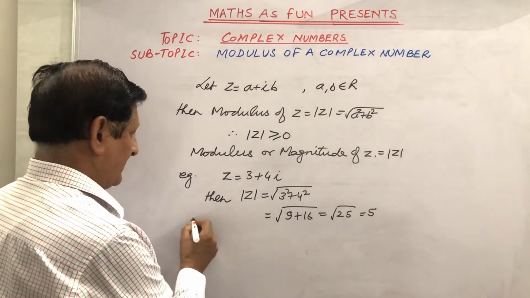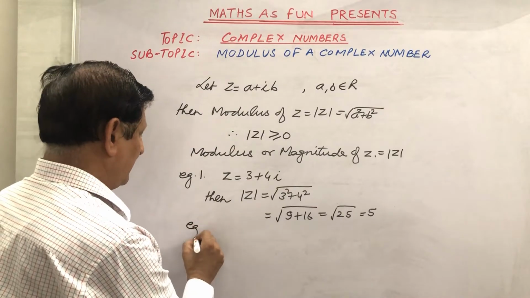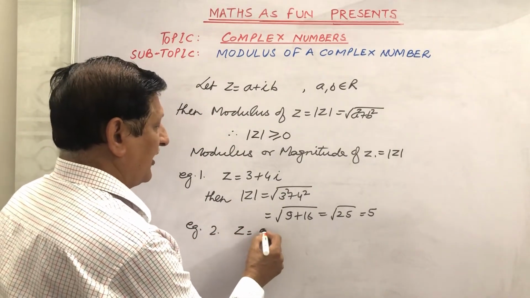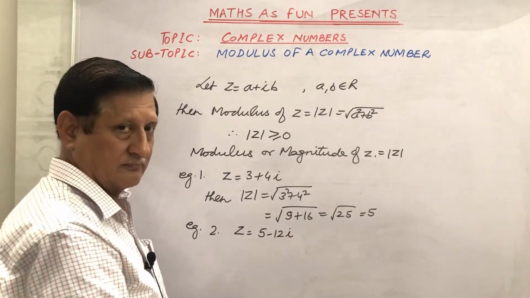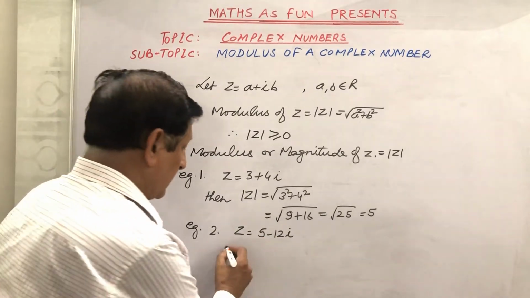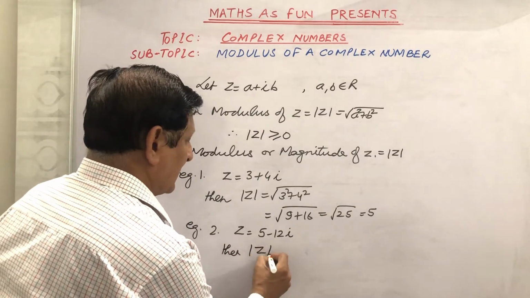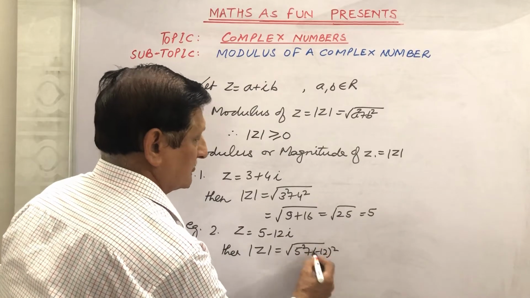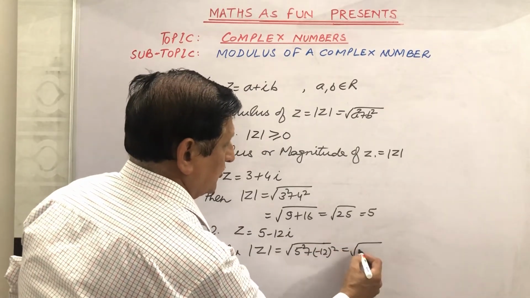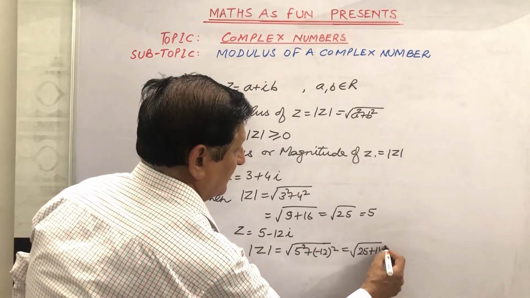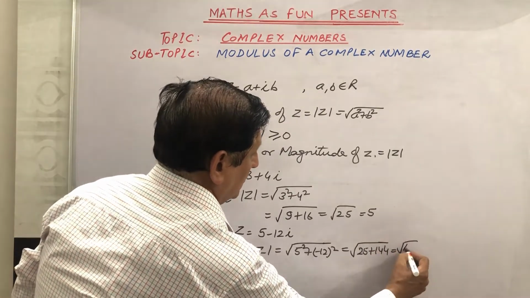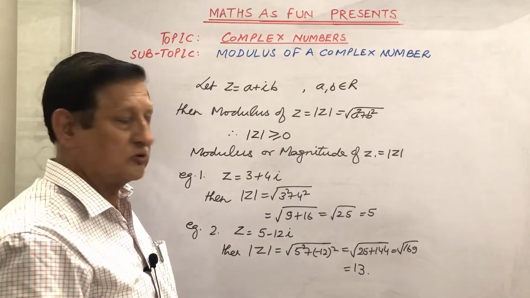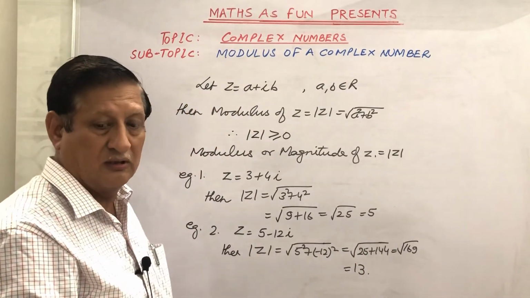Let's take one more example. Suppose this is example number 1, we take example number 2. Suppose z is equal to 5 minus 12 iota. Then modulus z is equal to root of 5 square plus minus 12 square, and that is equal to root of 25 plus 144 equal to root of 169, which is equal to 13. So 13 is the modulus of this.